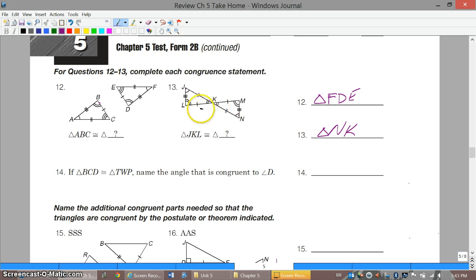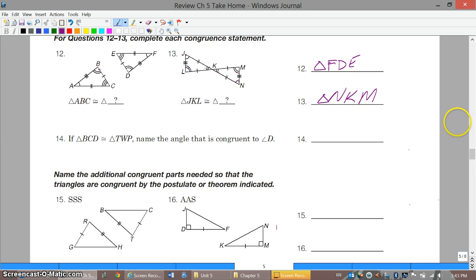Ooh, that's weird. Interesting. Well, K is congruent to itself, so L and M have to match. It's just interesting that they both have 2 arcs there.